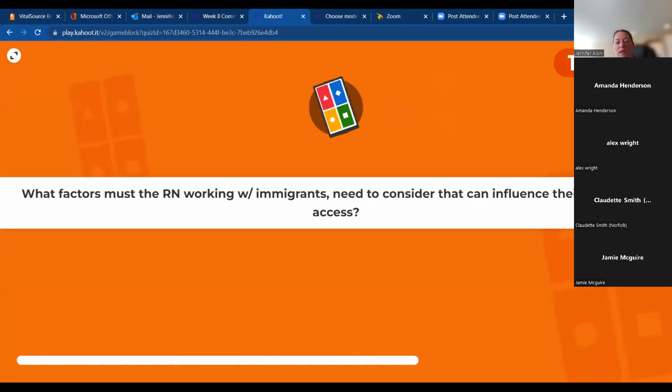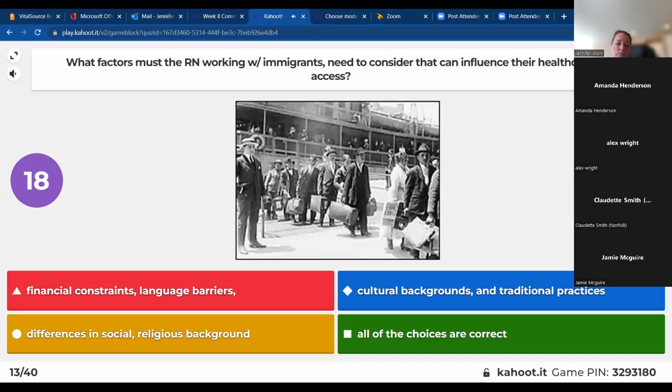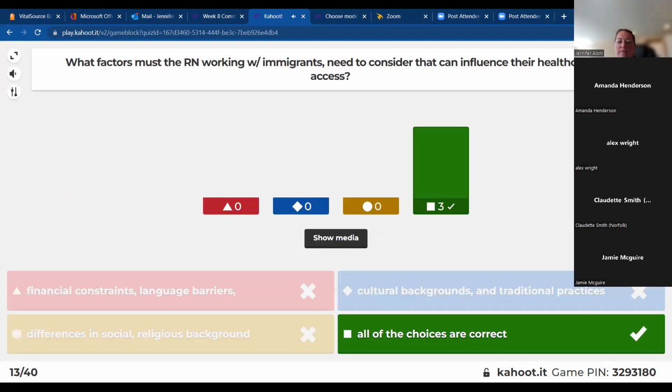What factors must we think about with immigration? Very good. All of the choices. We worry about financial, language, religion, social, cultural, traditional. All of those are what we're going to worry about with immigration.